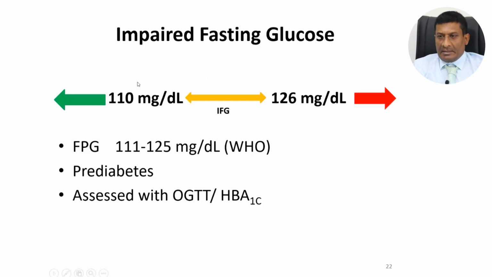Right, I have already mentioned that a fasting plasma glucose level equal to or below 110 is non-diabetic. A value equal to or above 126 is diabetic. Then what about the in-between value, 111 to 125? This value is considered impaired fasting glucose, and it is pre-diabetic. And these patients should be assessed with an oral glucose tolerance test and HbA1c.